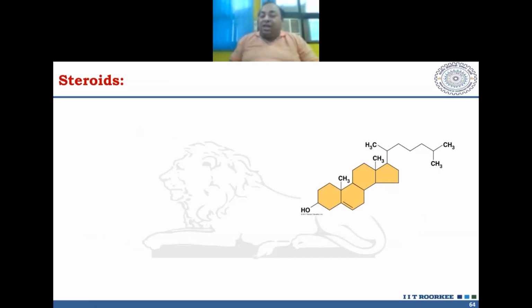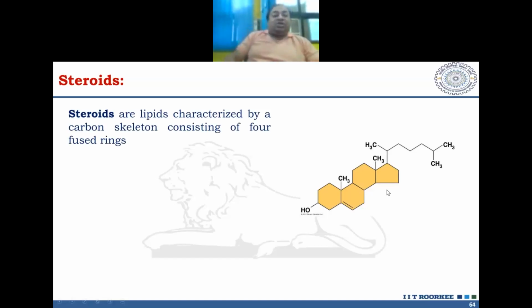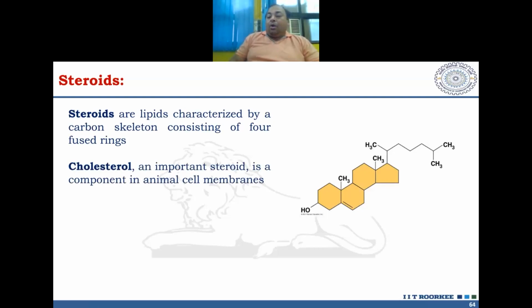Another one is called steroid. In the steroid, it is characterized by 4 fused rings. 3 of them are hexagonal and the fourth one is 5-membered. The steroids are also lipids characterized by a carbon skeleton consisting of 4 fused rings. One of the very popular examples of steroid is cholesterol. It is an important steroid. It is a component in animal cell membrane.